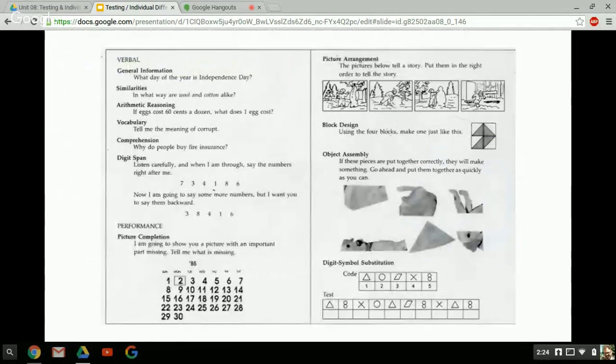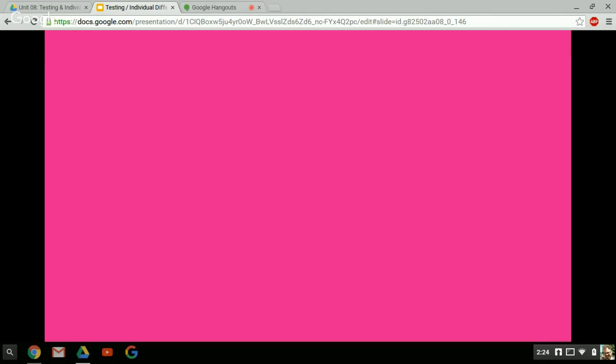This is an example, some sample questions from the Wechsler test. And you can see they've got a verbal section right here. What day is Independence Day? That's basically just what you know already, a basic measure of intelligence. Here, though, we have performance as a nonverbal portion. You're trying to solve a problem given a picture. This is more problem solving, this is more predictive type stuff, and you can see some of that on the rest of this as well.